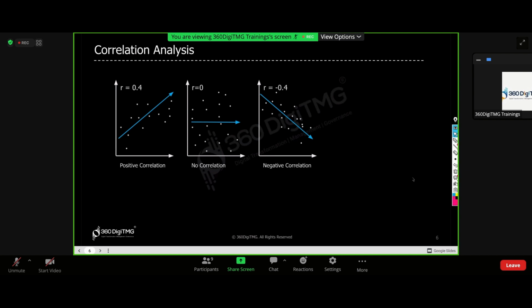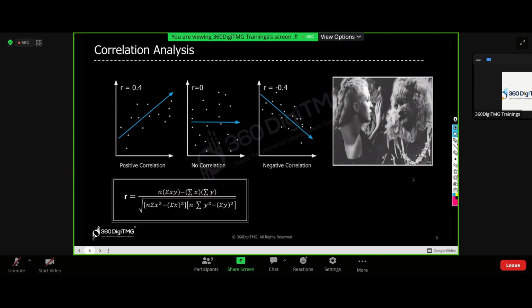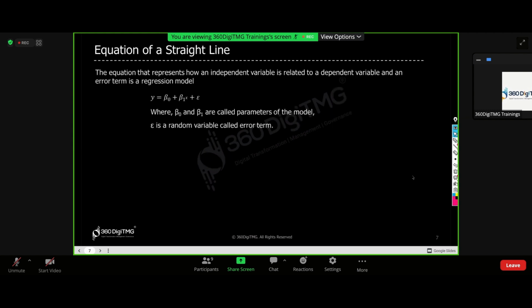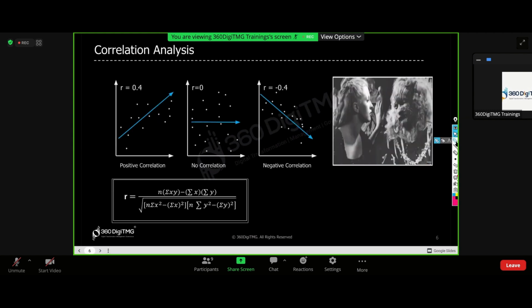Now, from here you can understand. This is R is 0.4. And what is R? Correlation coefficient. So you can see the distribution, you can see the distance of this distribution. There is lot of variance, but the direction is positive. So R will be weak.